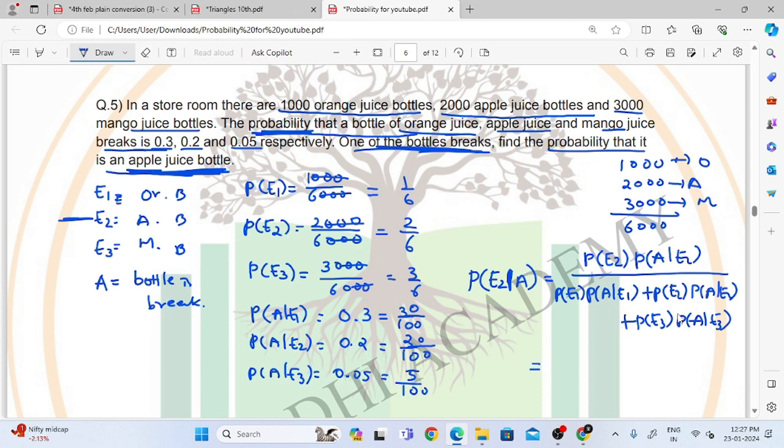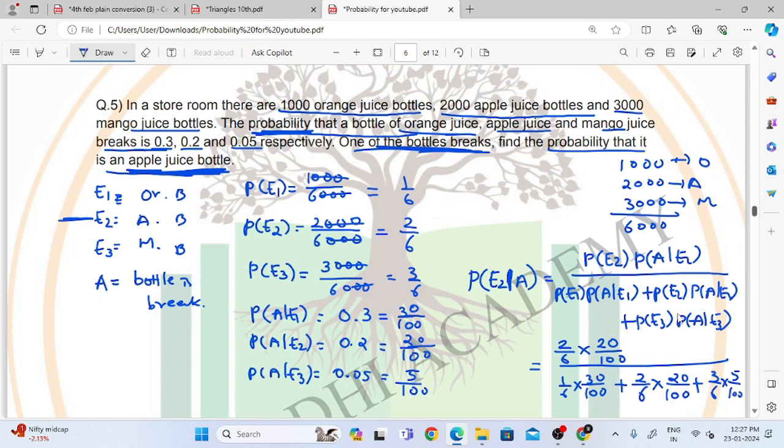So just substitute the value. P of E2, that is 2 by 6 into P of A given E2, that is 20 by 100, divided by the total, that is 1 by 6 into 30 by 100 plus 2 by 6 into 20 by 100 plus 3 by 6 into 5 by 100.